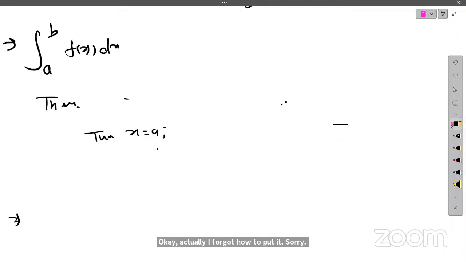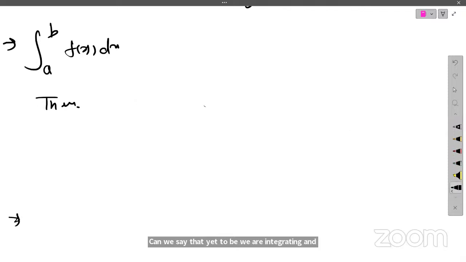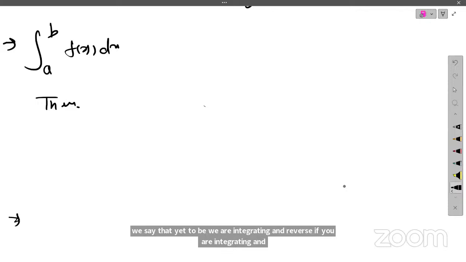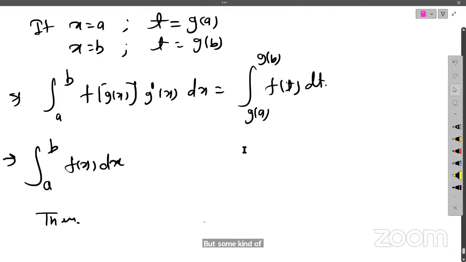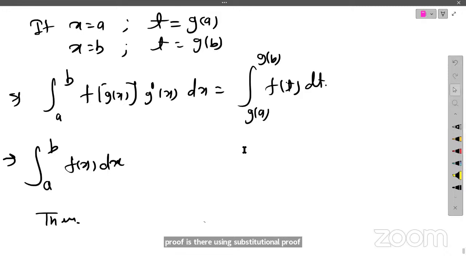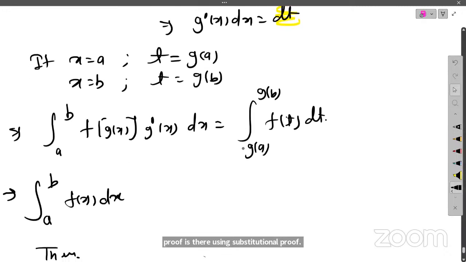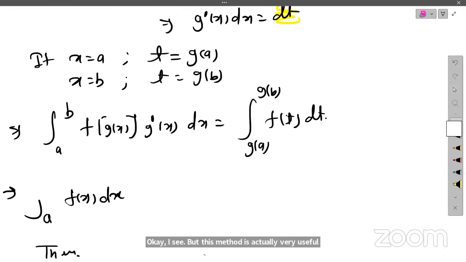Can we say that when integrating from a to b and reversing it, it will get a minus? Yeah, that's also correct. Since we are reversing it, it will be minus. But some kind of proof using substitution is there. Okay, we'll see. But this method is actually very useful for computing the integral.